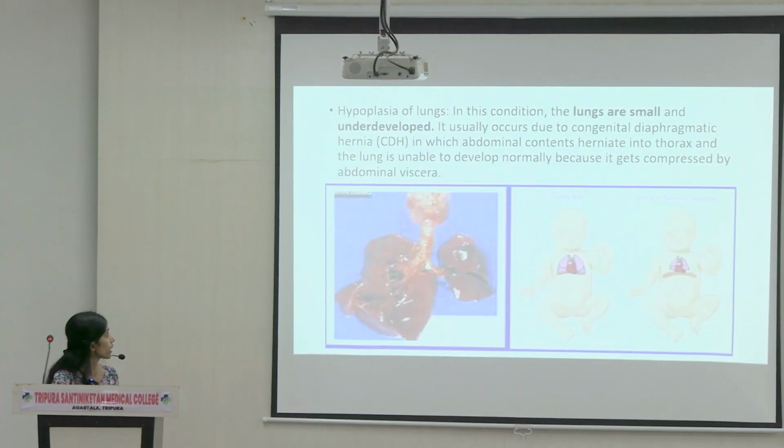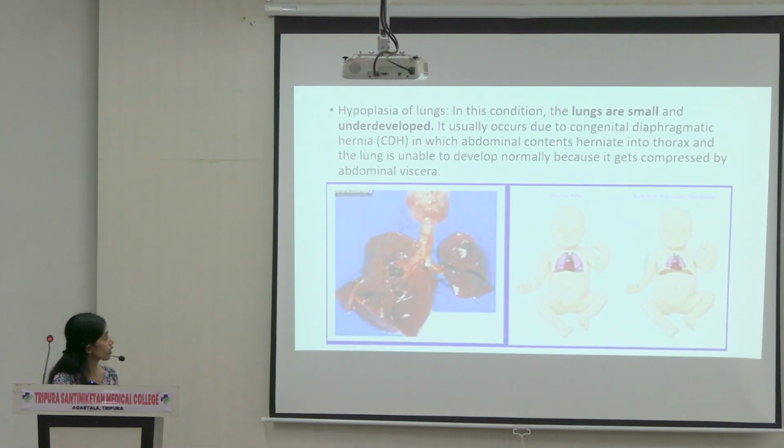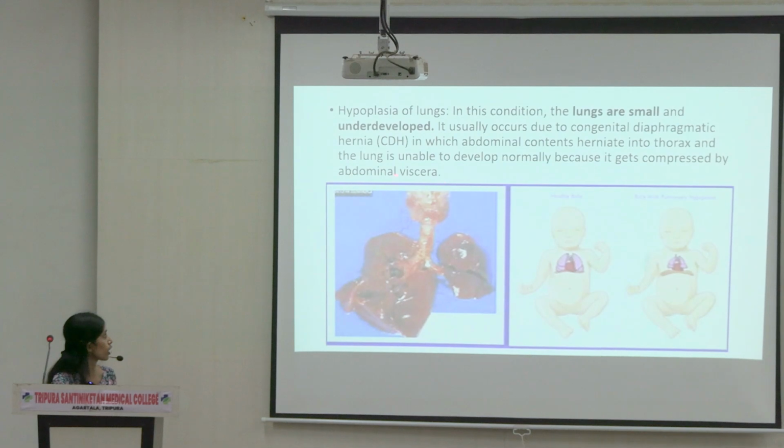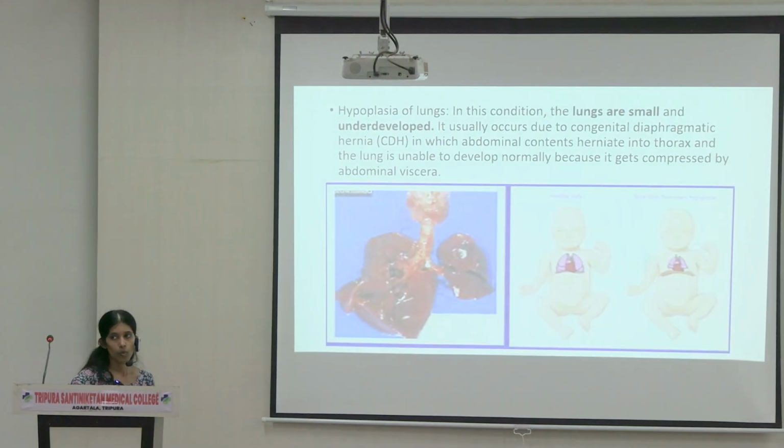Next condition is hypoplasia of the lungs. In this condition, the lungs are usually small and underdeveloped. It usually occurs due to the congenital diaphragmatic hernia. Diaphragm is finished, right? What is the reason behind the formation of diaphragmatic hernia?